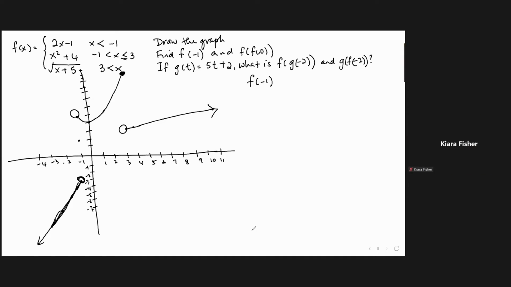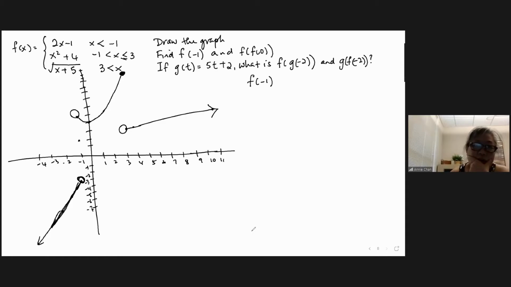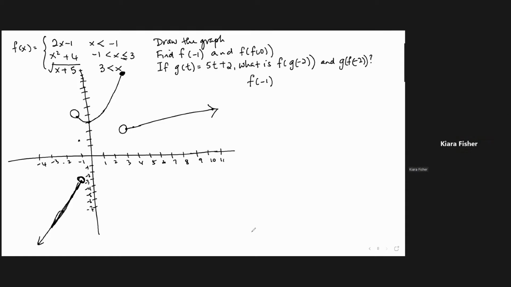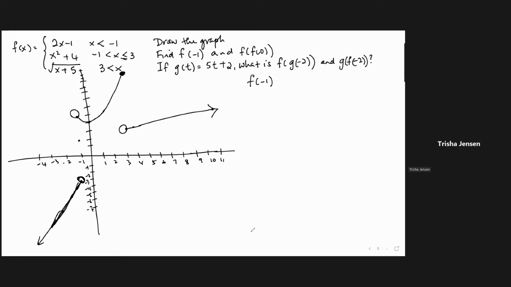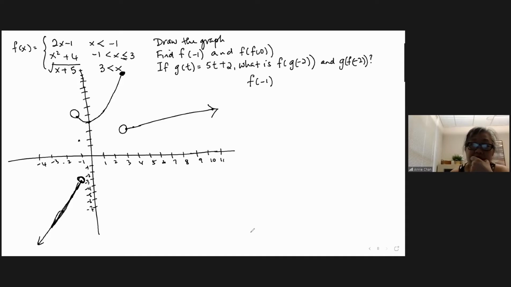Wouldn't it be the first one? Wait, no, second one? Kara, what do you say? No, first one, I'm pretty sure. I think it'd be the first one. Does anybody want to disagree? I don't think it's solvable because it's not included in the function. Oh, that's right. They're both open circles.